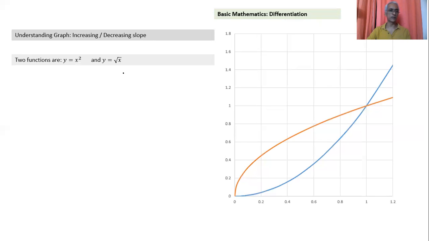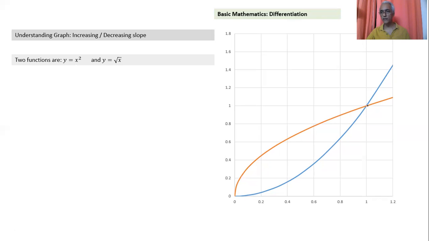Let's go on. What I have done here is drawn two curves. Each curve represents one particular function. Which two functions is it representing? One is representing y is equal to x squared and the other y is equal to root x. They're two different functions. One of them is represented by blue color, the other by pink color.